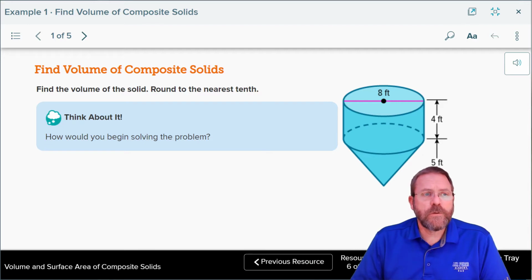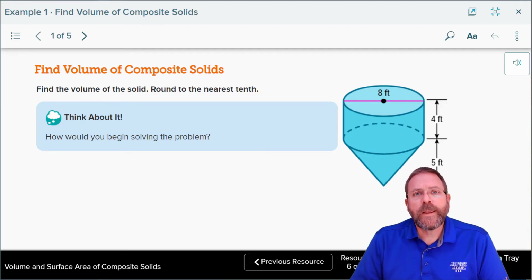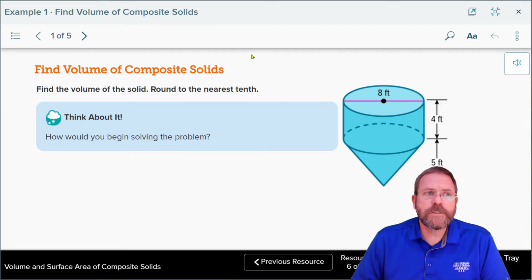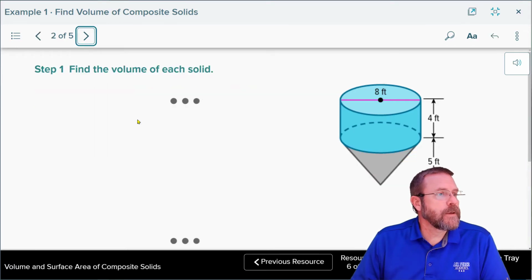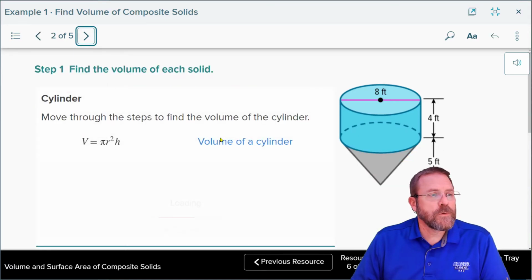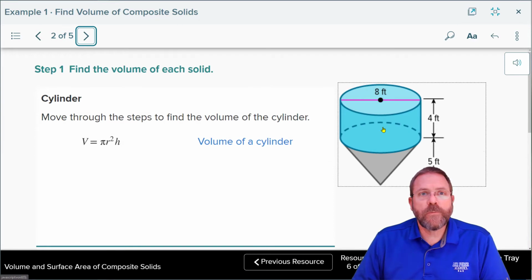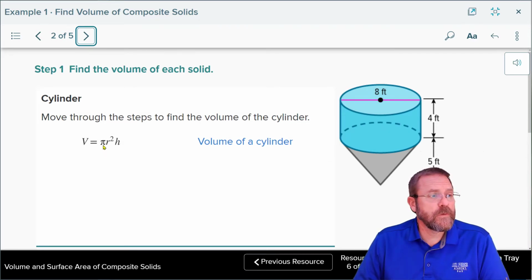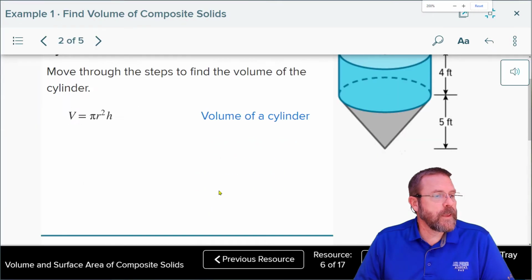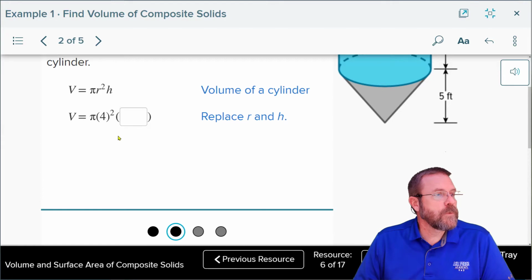They have a cylinder and they have a cone, and we have to find the volume of both pieces and add it together. First thing they're going to do is find the volume of a cylinder using volume equals base area times height, where the base area is going to be pi times radius squared. So let's zoom in and you can see what they plugged in.